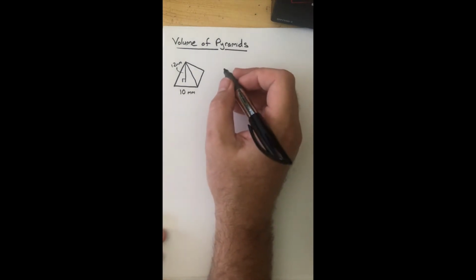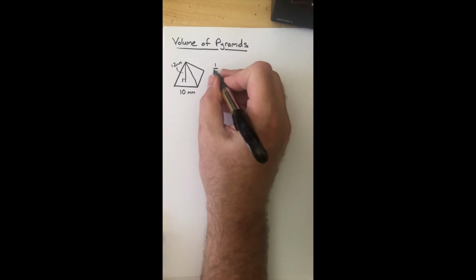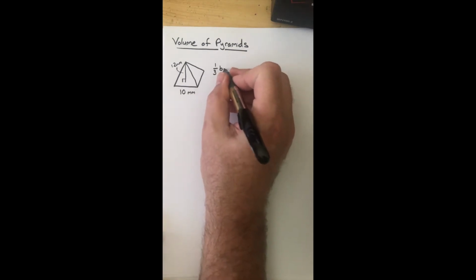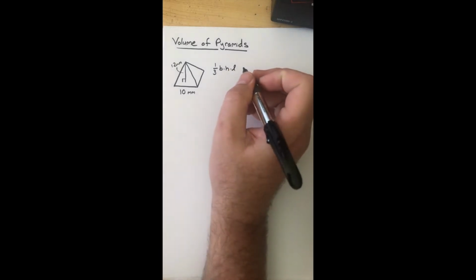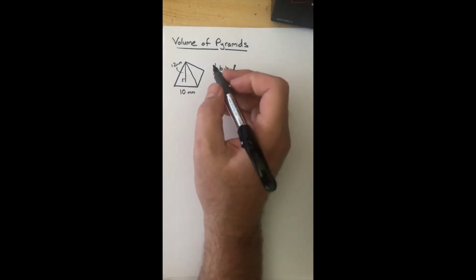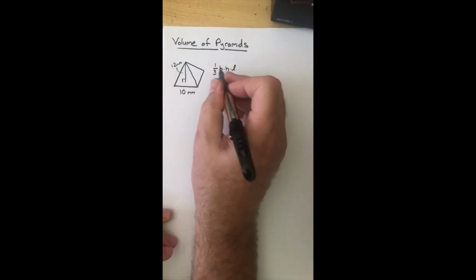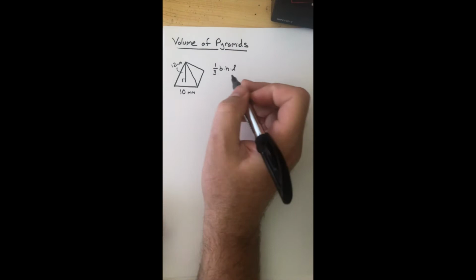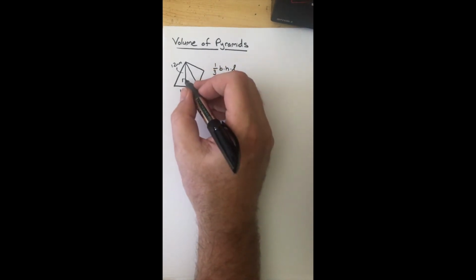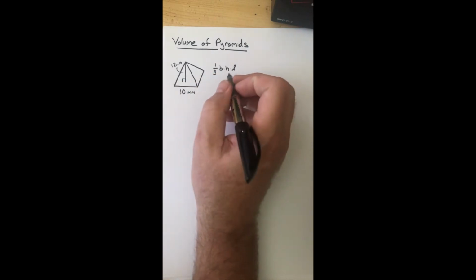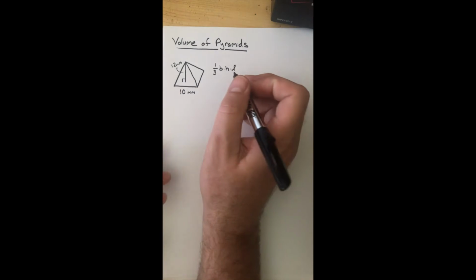So a pyramid is 1/3 the base times height times length. Or you could think of it as the area of the base, which is the base times the length, times the height, divided by 3. 3 pyramids of the exact same measurements will make one prism volume-wise.